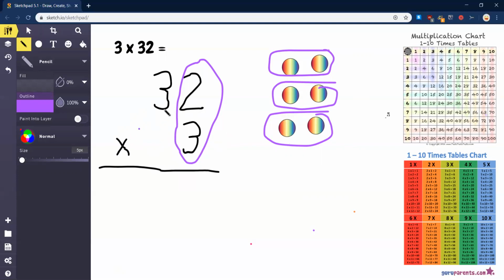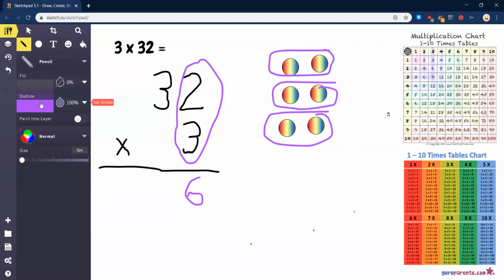Great, I can check that 3 times 2 as well on the charts over here. Where's the 3? Here's the 3, and where it crosses over with the 2, I can see those line up. 3 times 2 equals 6. I can also check down here my 3 times tables. 3 times 2 equals 6. Okay, great. I can write my answer in there underneath all the other numbers in the ones column here.